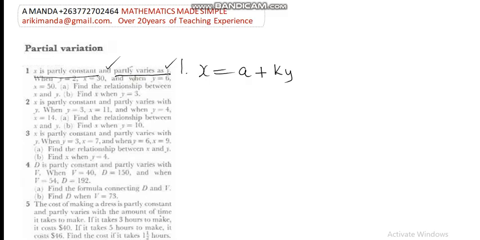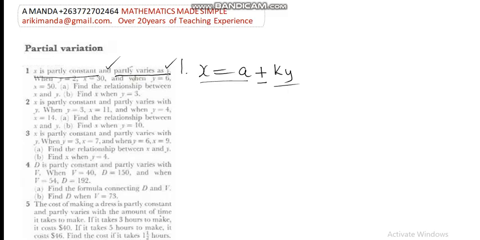So this is read as x is partly constant, and, which is a plus. The word and is represented by a plus. Partly varies as y. We introduce another constant k to make it ky. This is how it is written, and this is how you introduce the two constants.